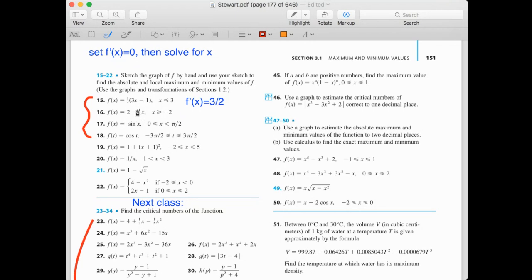-1/3 will never be 0, so we won't get a critical number. But we evaluate at f of x equals -2, for all x greater than or equal to -2. So what do we get?